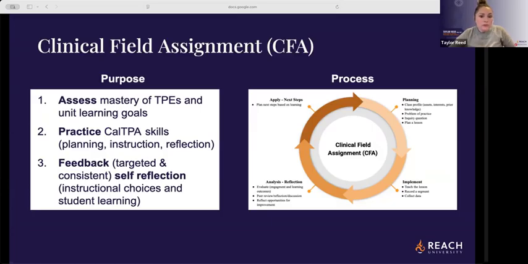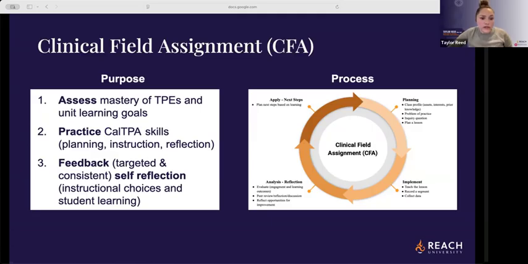The overarching purpose of each individual clinical field assignment is multifaceted. First, it assesses a candidate's mastery of the TPEs and learning goals addressed in that particular unit. Secondly, it provides an opportunity to practice CalTPA skills, for example, planning, instruction, reflection. And it gives us a chance to provide consistent, targeted feedback from both faculty and field supervisors, and gives our candidates opportunities for deep self-reflection.